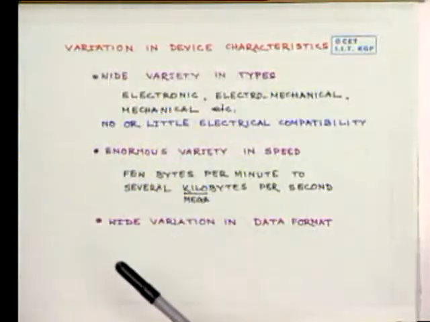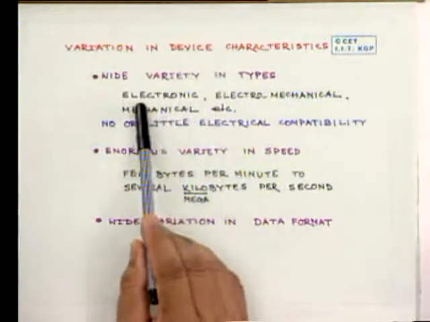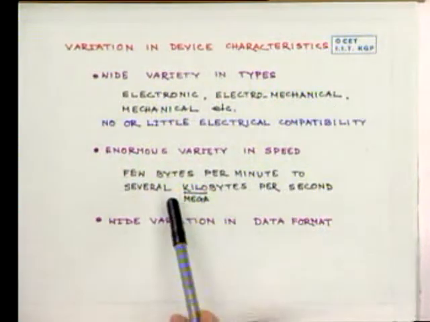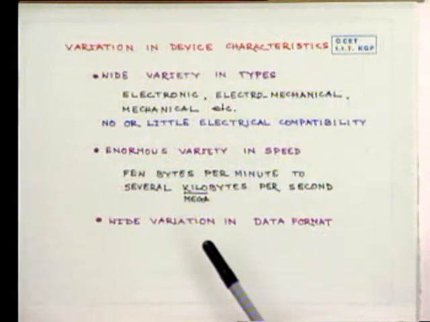We shall discuss today several methods of input-output data transfer from external devices. The problem is quite severe here due to wide variety in characteristics in several aspects. Let us see what can be the variations of the characteristics. So 3 points have been noted here. One is that wide variety in types. The devices can be electronic, electromechanical, mechanical, etc., with no or little electrical compatibility with the CPU.